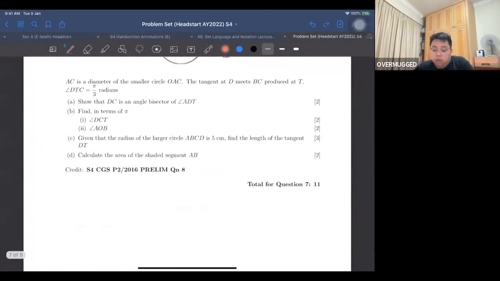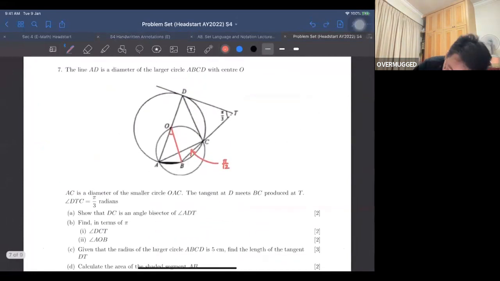So the last one will be part C. It's given the radius of the largest circle is 5. You need to find the length of the tangent DT. So let's erase some of the stuff. So I'm going to redraw back OC because there is something we need. We know that this is 5. There is a lot of information here that we can use. So we know that this is 5. This is the unknown at the moment. So how to find?